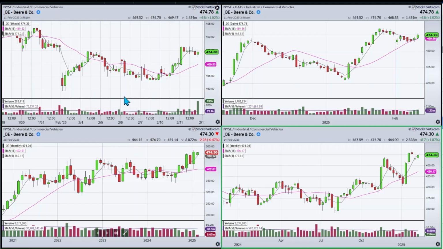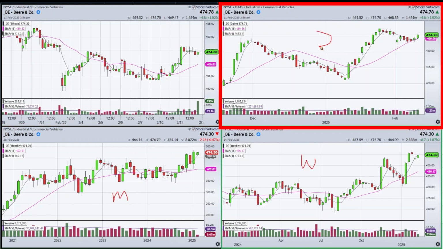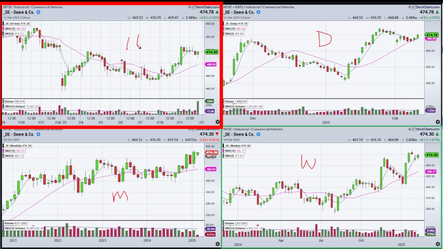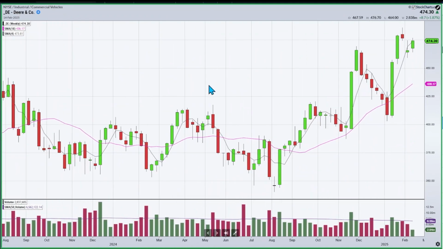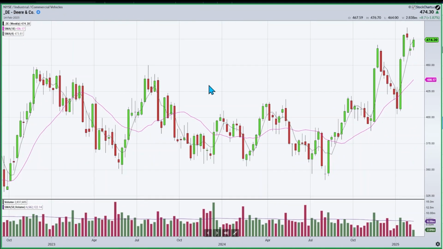Okay, so I've got my grid up right now. Monthly, bottom left, weekly, bottom right, daily, upper right, hourly, upper left. All right. Now, I want to focus in on the weekly for a second and just talk about a few things that I think can be helpful.